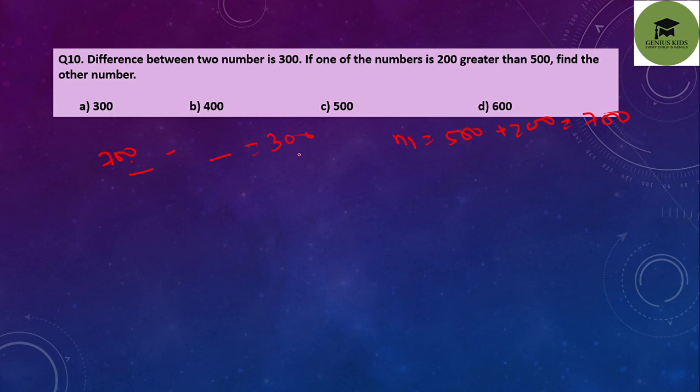So find the other number. What is the other number? The other number is 700 minus 300. That will give you 400. So the answer will be B, 400. Okay.